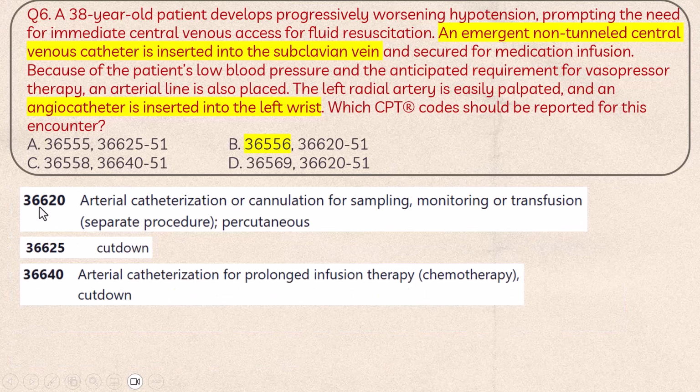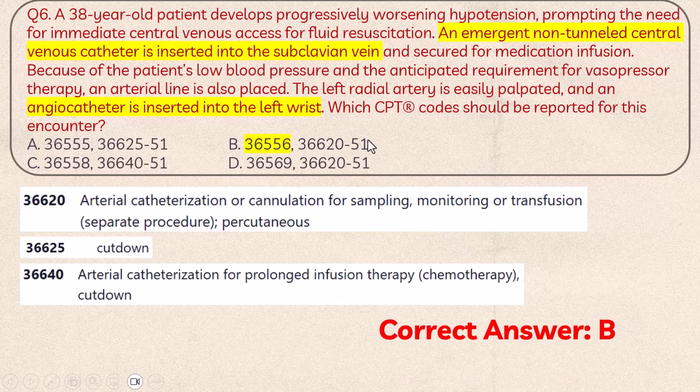The code 36,620 is arterial catheterization or cannulation for sampling, monitoring or transfusion, separate procedure, percutaneous. When you look at the second procedure, the left radial artery is easily palpated and an angiocatheter is inserted into the left wrist. That exactly matches the scenario. When you look at the other answer, 36,640 is arterial catheterization for prolonged infusion therapy, that is for chemotherapy cut down. But in our case, the correct code will be 36,620, and there are 2 different procedures. So modifier 51 is used for the multiple procedure. So the correct answer will be answer B.